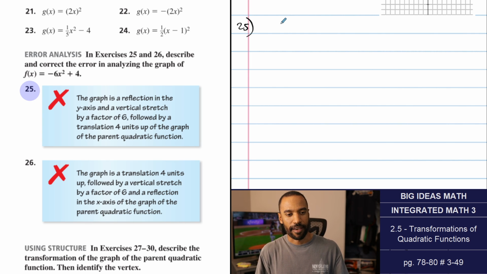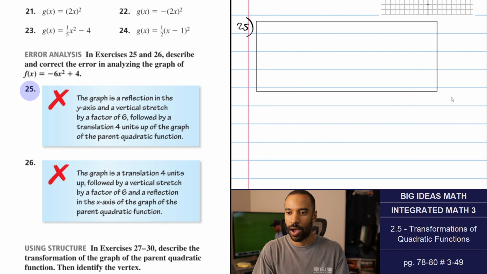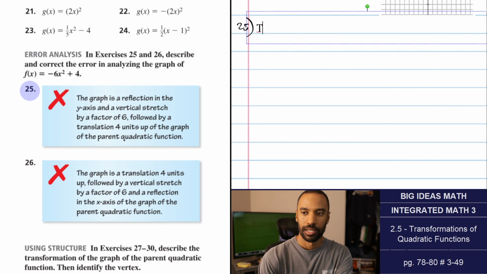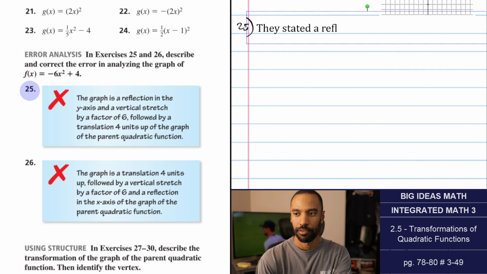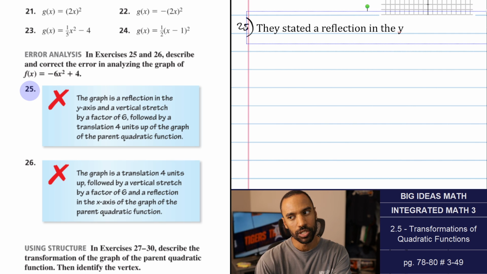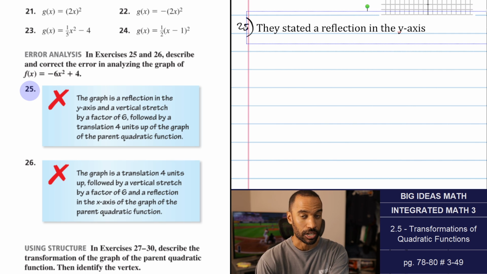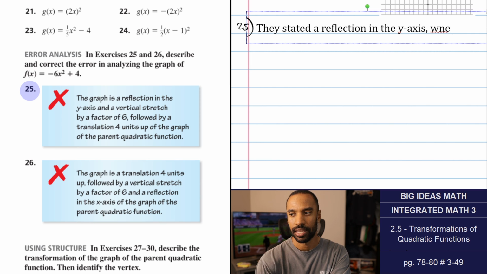And a vertical stretch by a factor of 6, right, followed by a translation 4 units up the graph of the parent quadratic function, right. So the only incorrect portion is the reflection of the y-axis. They stated a reflection in the y-axis, which isn't wrong, but they didn't state what it actually is when it is actually a reflection in the x-axis.